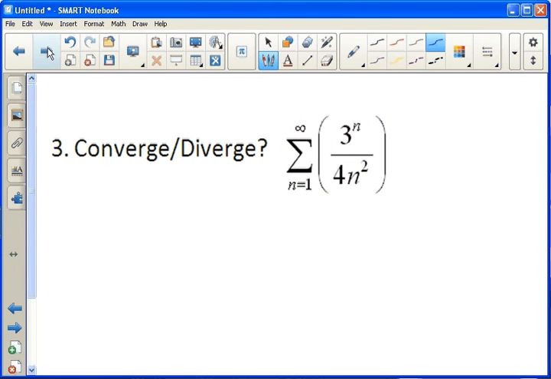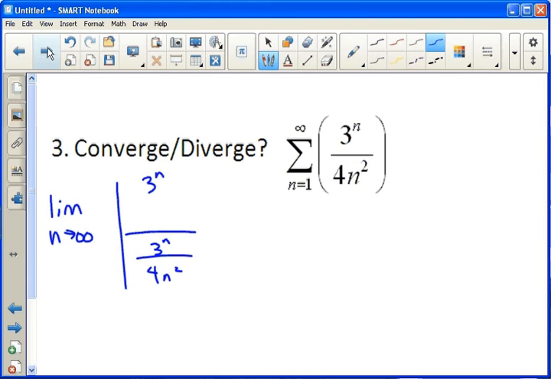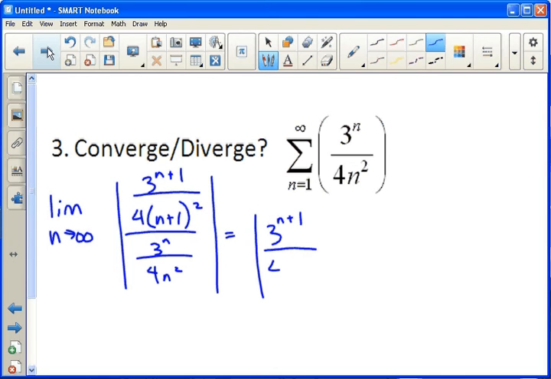Okay, next up we get the limit as n approaches infinity. We put the original on the bottom. On top we add 1 to all the n's. Then we multiply by the reciprocal. Okay, the 3's we can cancel out all of them except for 1 on top. There's 1 more on top. The polynomials we can't.